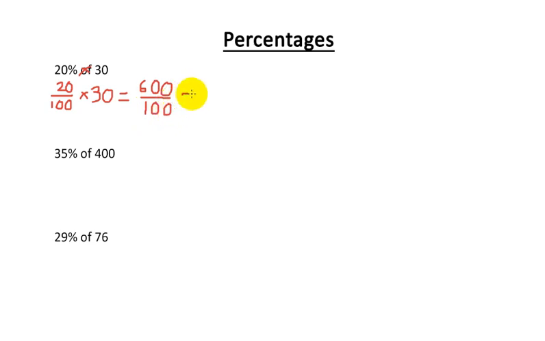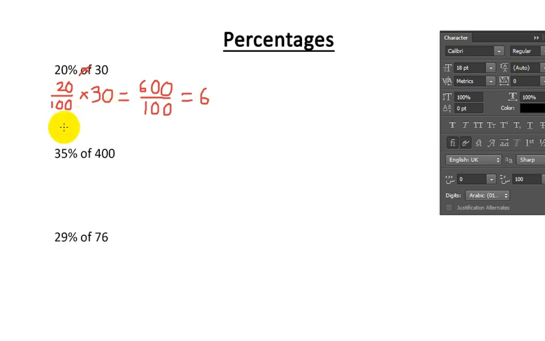And here we have a fraction, which basically, again, is division. So this is like saying 600 divided by 100, which makes 6. Okay, so I would say that 6 is 20% of 30. Let's write that down as an answer. 6 is 20% of 30, and that's my answer.